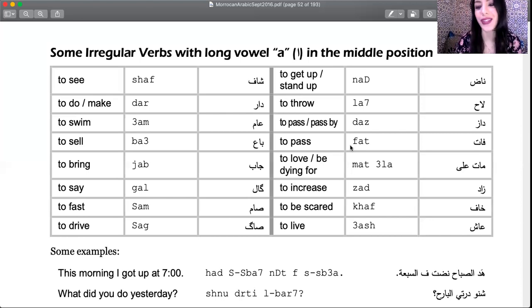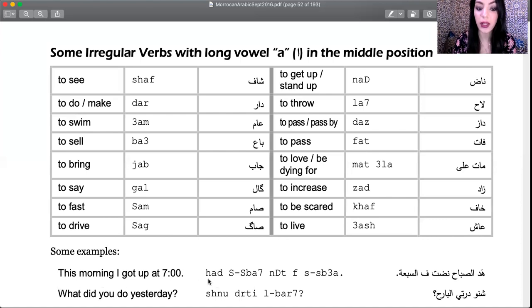Well, it's the same pronunciation, but it's not the same meaning. Matela, matela. Zad, zad. Khaf, khaf. Ash, ash. Okay. So we have here a couple of examples.